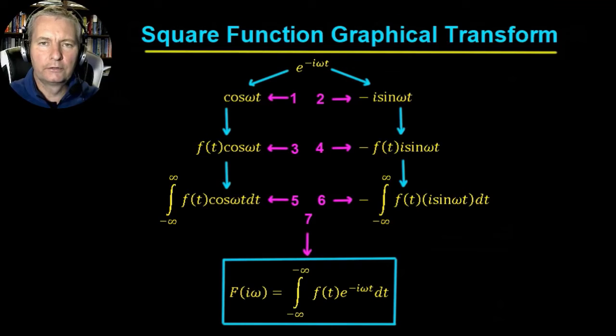So let's do the Fourier transform of a square function using this graphical approach. Now this square function is going to have both even and odd terms, so it's going to have a cos omega t and a sin omega t part to it. So let's get started.